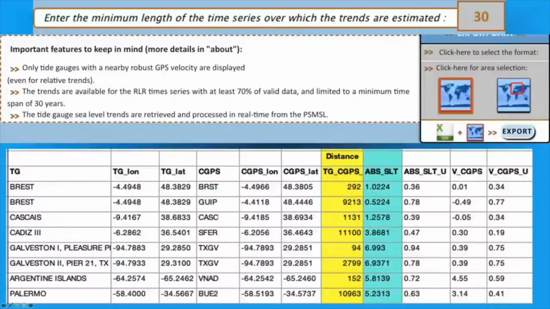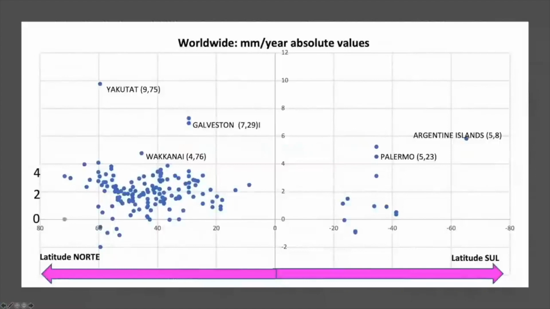With the data from the NOAA site, we can export all this spreadsheet, and you have the distance from the GPS to the tide gauge and the absolute sea level trend. And with this, I did this graph. What I have is the latitude, north and south, and you can see all the tide gauges and the GPS are concentrated in the northern hemisphere and in more or less higher latitude places.